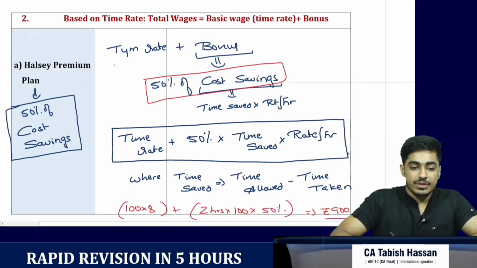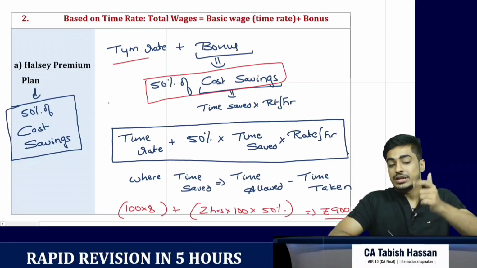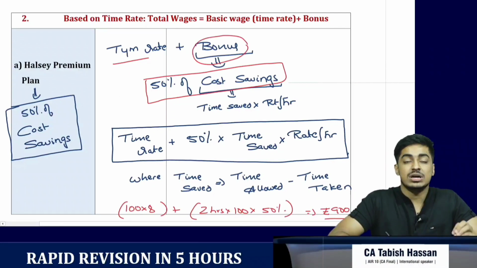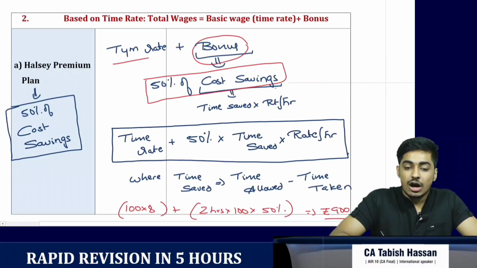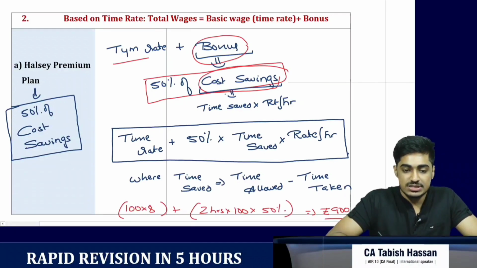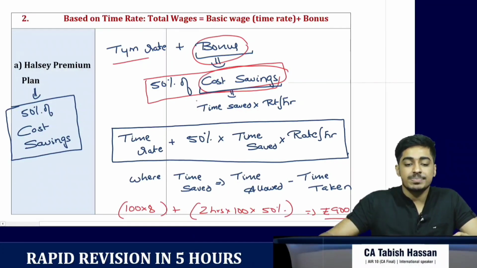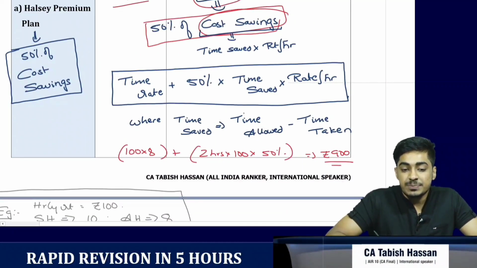So the total wage payment as per Halsey plan is time rate plus bonus. Time rate is hours worked into rate per hour, which we have already discussed. And what is the bonus as per Halsey? It is 50% of cost savings. So how do we get how much cost the employee has saved for us? It is the hours saved into rate per hour. So the final formula comes to time rate plus 50% into time saved into rate per hour.